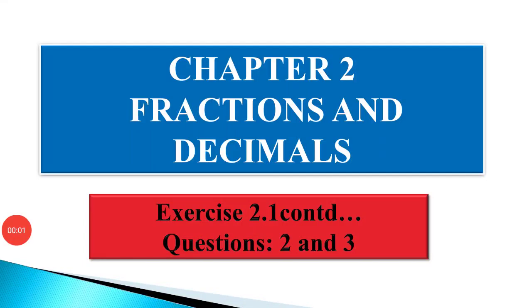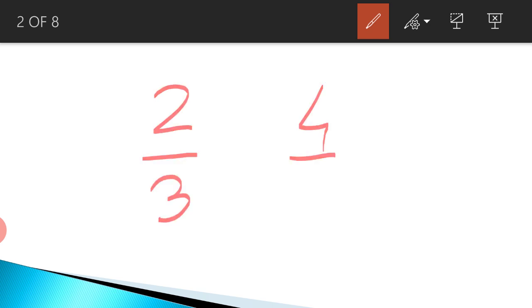Welcome students. In this video we are going to learn questions 2 and 3 from exercise 2.1, which are based on comparison of fractions and again addition of fractions. Now, as we have learned how to compare fractions in previous chapters, let us recall the process of comparing fractions. If we have 2 by 3 and 4 by 7, how can you say which fraction is greater or which fraction is representing a lesser quantity or greater quantity?